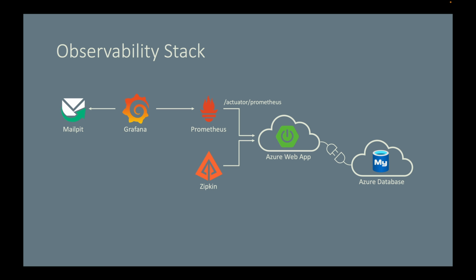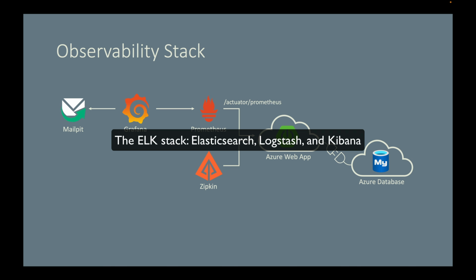to trace requests. By the way, I said metrics, tracing, and logging are the three pillars of observability, but I didn't cover logging. For that, you will need to learn the ELK stack, which is a collection of three open source products: Elasticsearch, Logstash, and Kibana.